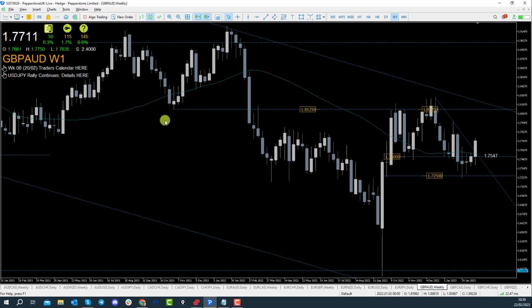Go down into pound Aussie, then you can see I'm on the weekly time frame here. Price has recently broken through a trend line resistance, so you can see I've put a trend line from this high here, and we've intersected here and most recently through here as well, but price has traded through that trend line resistance now.